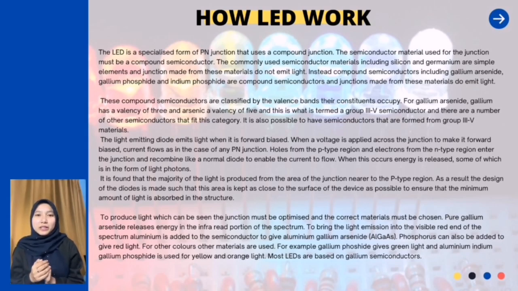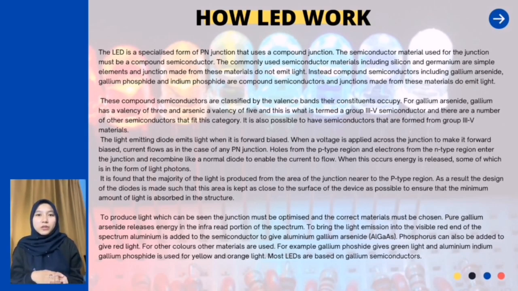When this occurs, energy is released, some of which is in the form of light photons. It is found that the majority of light is produced from the area of the junction nearer to the P-type region. As a result, the design of the diode is made such that this area is kept as close to the surface of the device as possible to ensure that the minimum amount of light is absorbed in the structure.